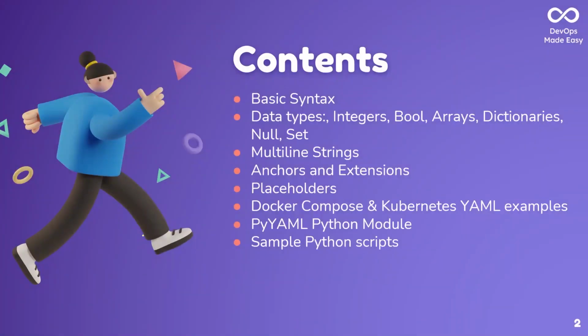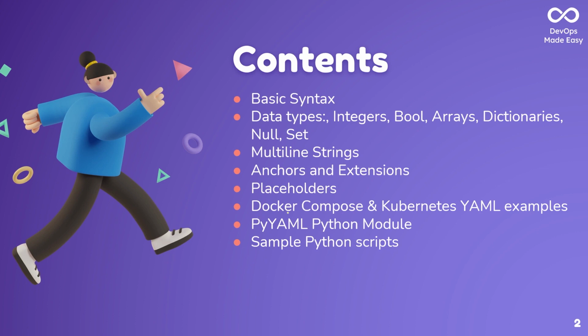These are the contents that are going to be covered in this video. We are going to start off with basic YAML syntax. Then we'll see the different data types supported in YAML, like integers, Boolean, arrays, dictionaries, null, set, strings, etc. We'll also see how to write multi-line strings in YAML. Then we'll move on to learning about anchors and extensions in YAML and why these are used. Then we'll see what placeholders are and why these are necessary for templating YAML files in tools like Helm charts.